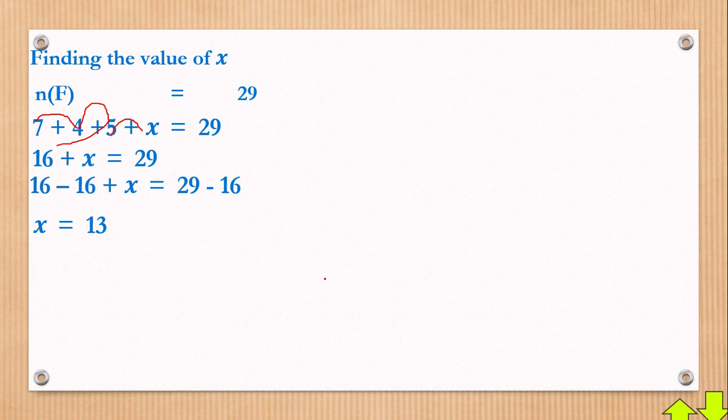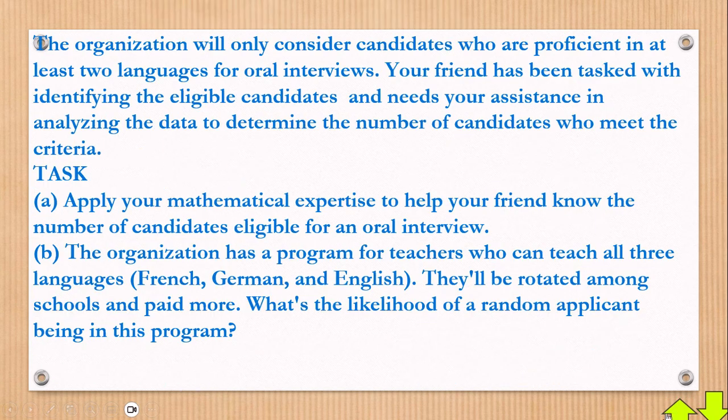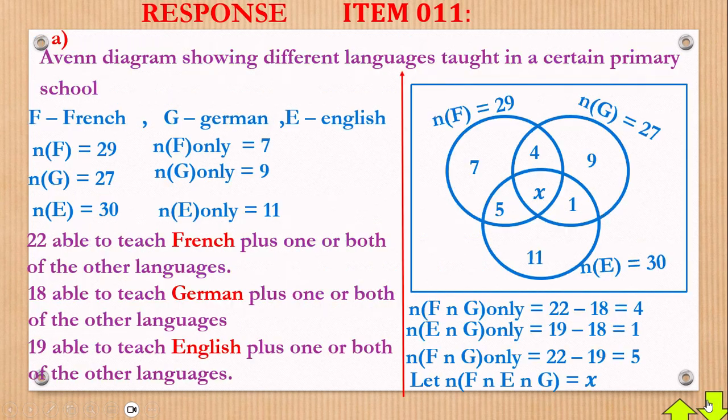And now that answers part A. Let's go back and see what they want. They said: apply your mathematical expertise to help your friend know the number of candidates eligible for an oral interview. Remember, the organization will only consider candidates who are proficient in at least 2 languages for oral interviews. At least 2 means 2, 3, and above. Those will qualify: 2 means only 2, and 3 means all 3. So we have answered this part successfully.